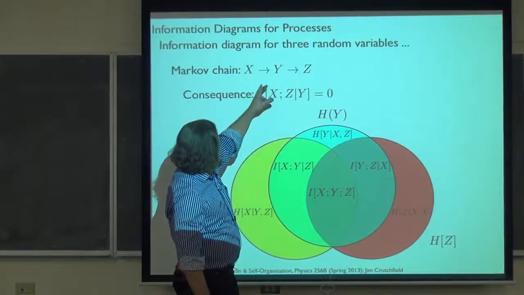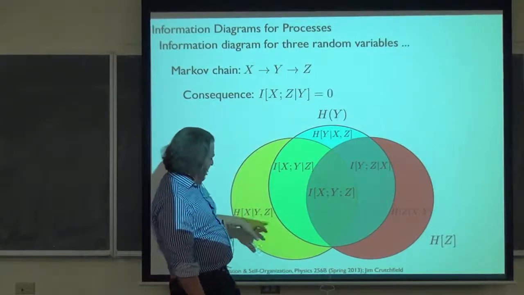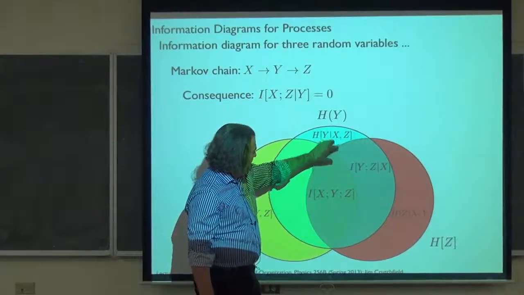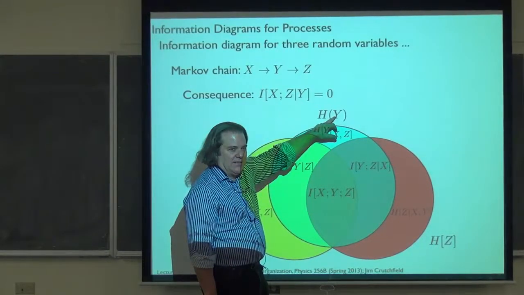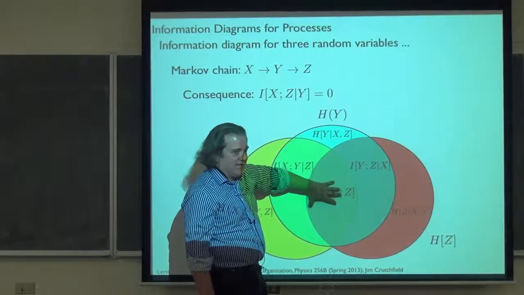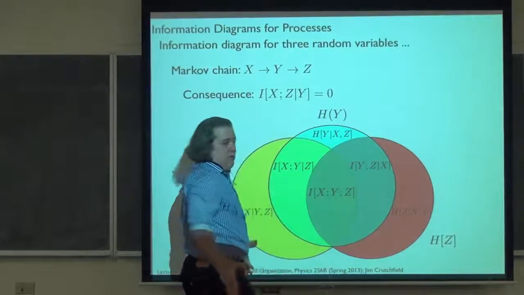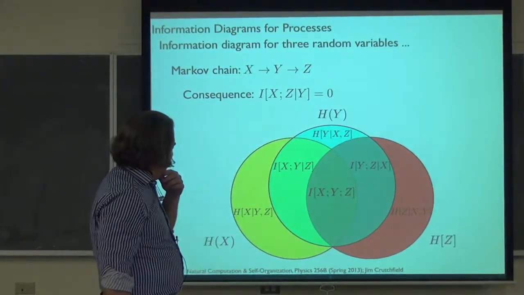One consequence of a Markov chain is that all of the mutual information between x and z here, that would be this overlap, is contained within y. Maybe that makes a little sense, if you think of the notion of shielding. Whatever y is, y has got to encompass that, so that if I fix y, I fix all of this, and then all I have are these two other pieces that don't overlap, therefore there's no relationship between them. They share no mutual information.